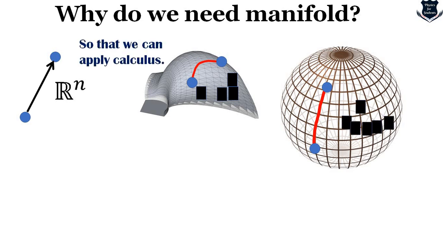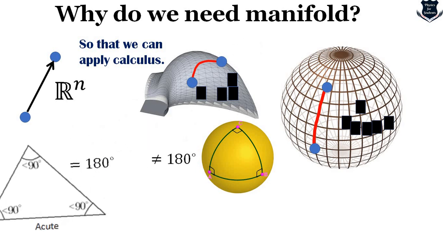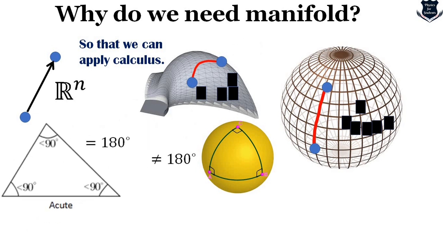Why do we want to differentiate? Because until we differentiate this, we won't be able to apply calculus. Why do we need to apply calculus? We need to apply calculus so that we can do calculations. Simple. If you draw a triangle on a curved sphere, the angles won't add up to 180 degrees, compared to flat Euclidean space, where the angle sum is equal to 180 degrees. So we differentiate the structure in order to get a better understanding using calculus.